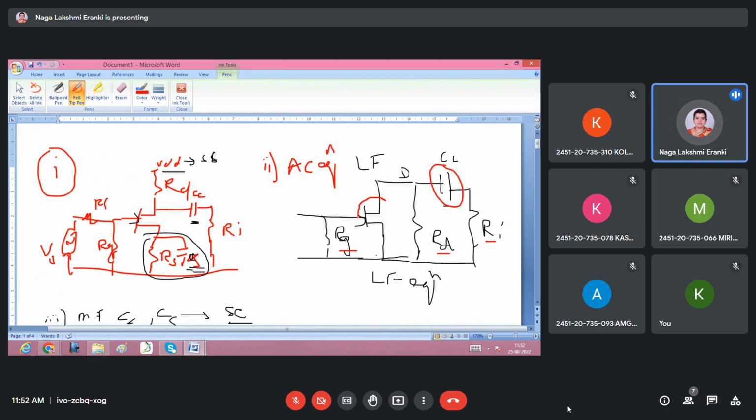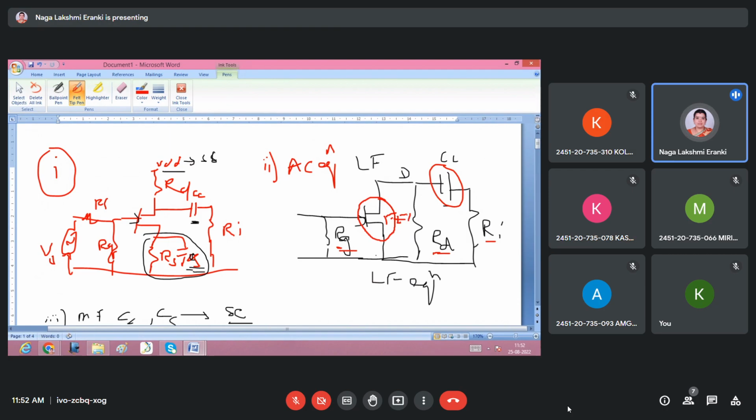You have to replace the transistor with its equivalent. The circuit is the same as in the BJT. In the BJT also there is RB here, right? Here the output resistance RC is there, here RL is there, and here CC is there. Instead of the transistor, we are replacing it with the FET.